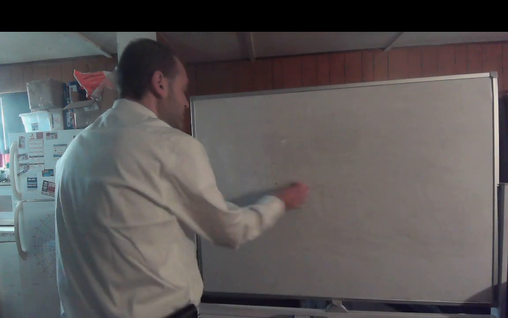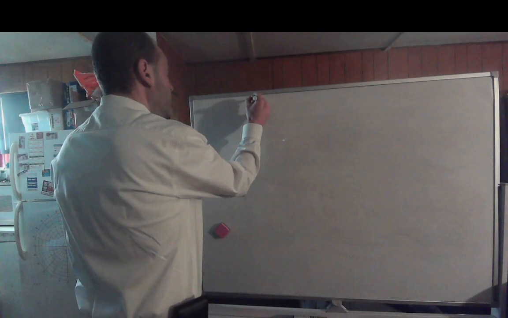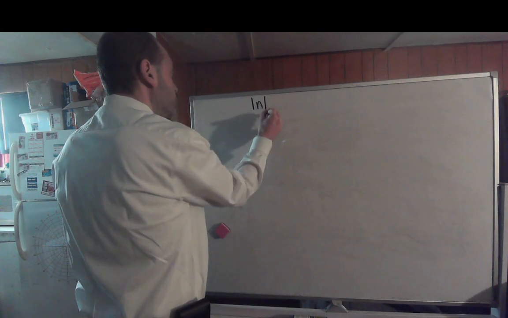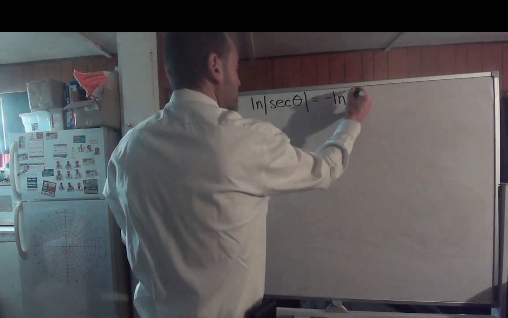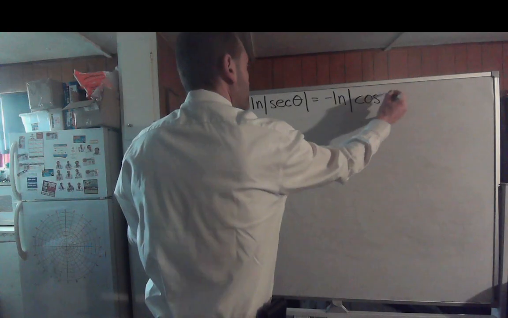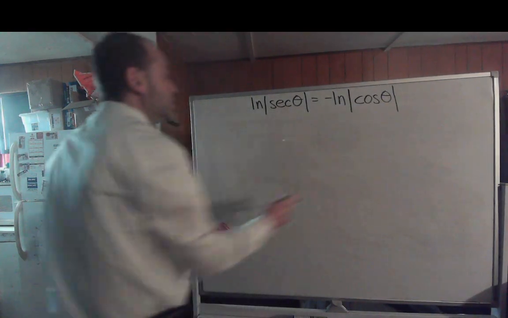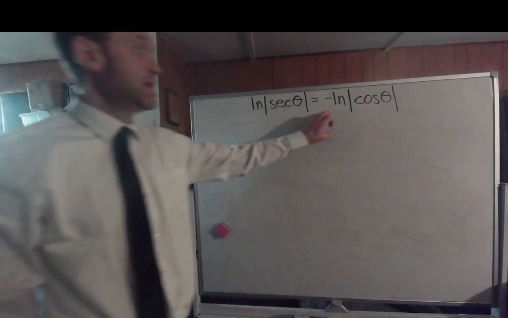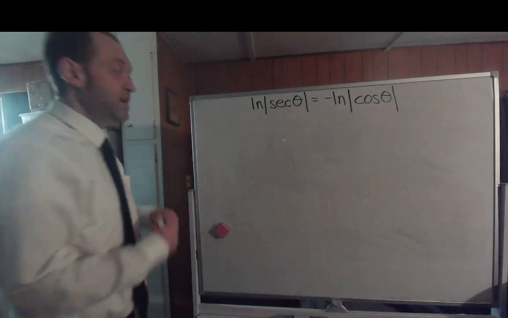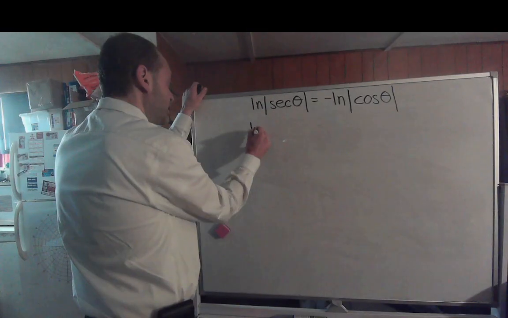Three more of these, then we're going to move on again. All right, so we want to verify that the natural log of the secant of theta equals the negative natural log of the cosine of theta. Well, let's write out the left-hand side.